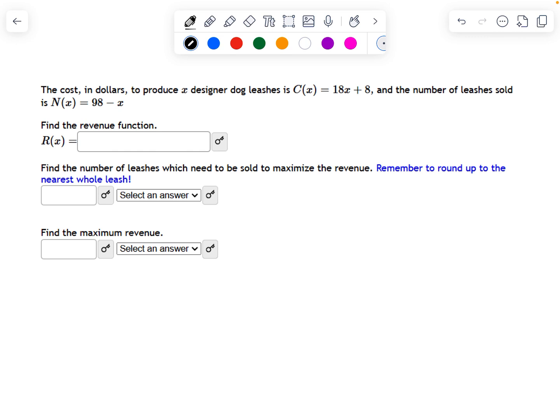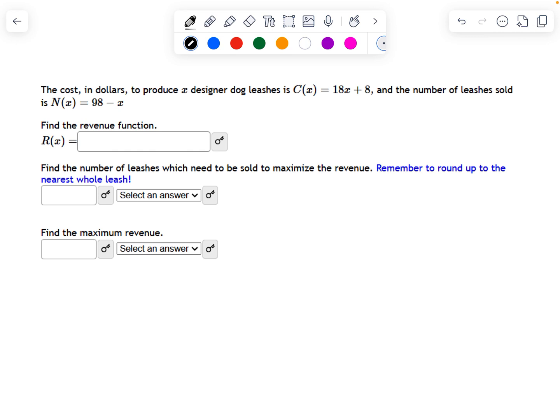So, the cost in dollars to produce some number of designer dog leashes is C of x equals 18x plus 8. And the number of leashes sold is N of x equals 98 minus x. So when we're looking at this, it says find the revenue function. All right, so when we're looking at this, we'd say, all right, well, revenue.